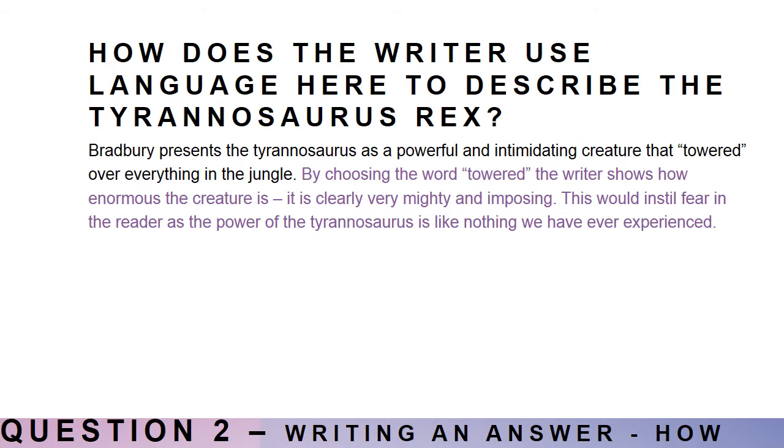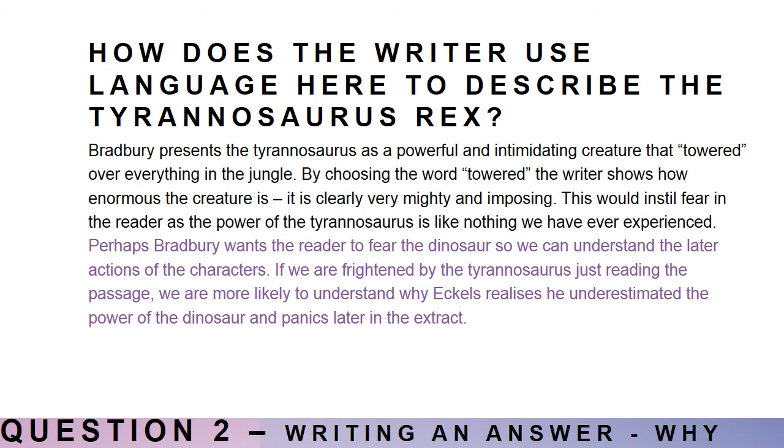as well. From there, I can then start to think about why Bradbury has chosen to present this dinosaur in this manner. Perhaps Bradbury wants the reader to fear the dinosaur so we can understand the later actions of the characters. If we are frightened by the Tyrannosaurus just reading the passage, we are more likely to understand why Eccles realises he underestimated the power of the dinosaur and panics later in the extract.